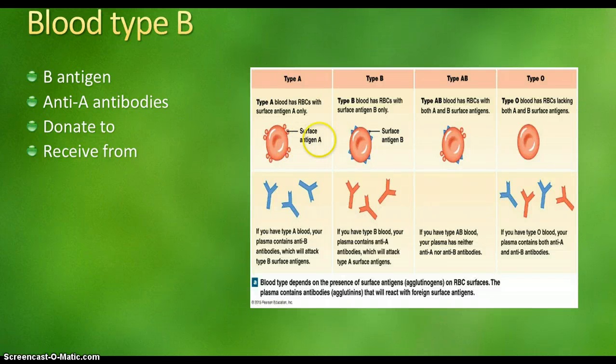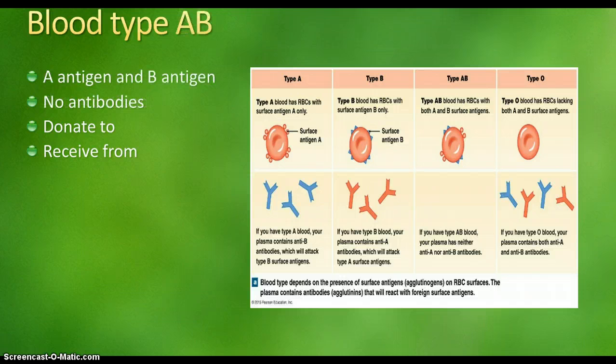Type B blood. Here we have type B surface antigens. Again, we have the opposite antibodies, an anti-A antibody. These people can donate to their own blood type of type B, also to type AB for the same reasons given for type A. They can receive blood from a type B person or from type O.